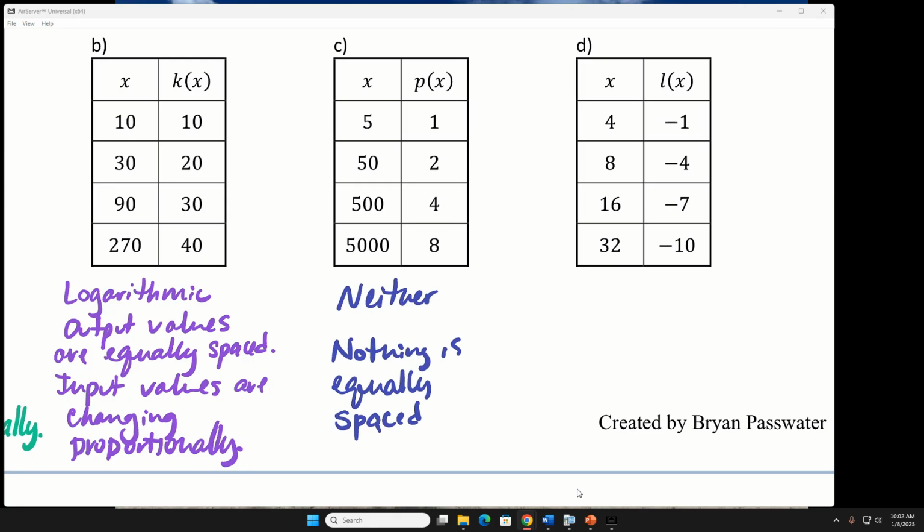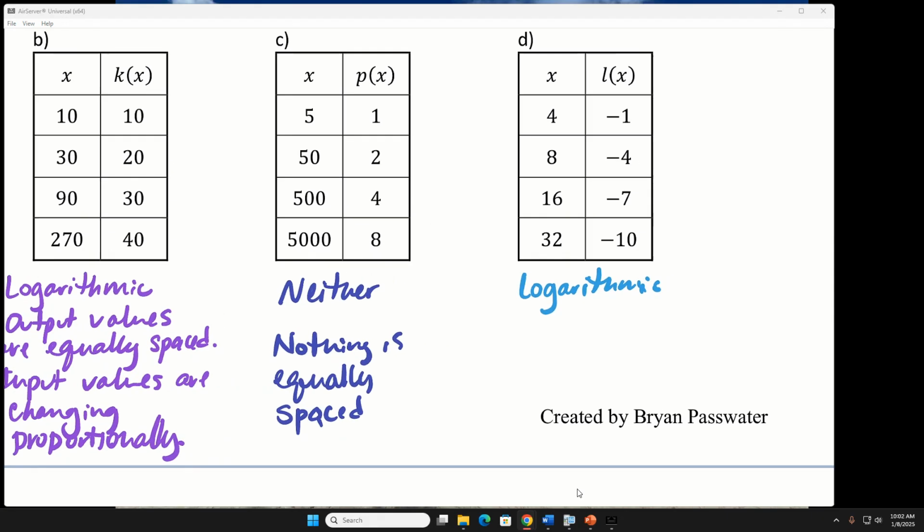All right, what do you guys think about D? Logarithmic, good. And then it would be the exact same reason as B.